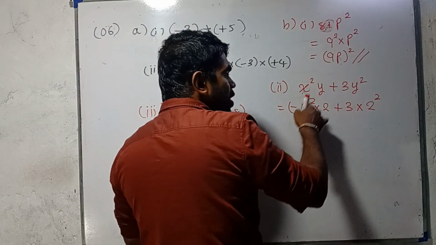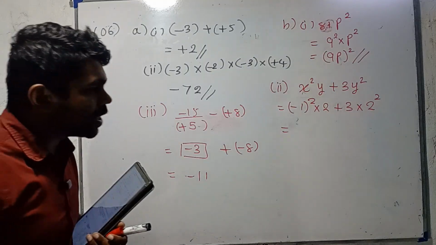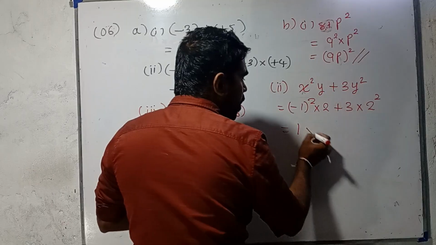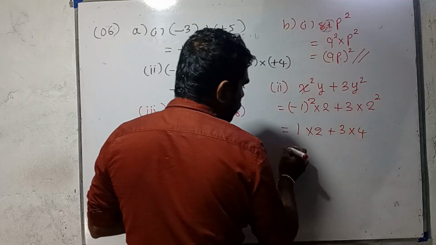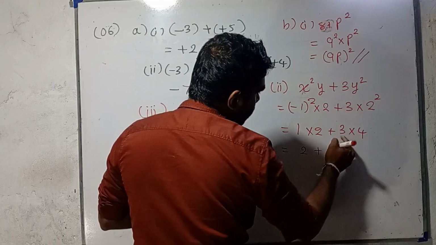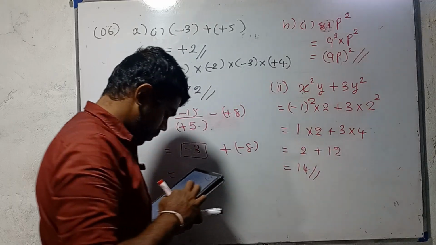When getting minus 1 squared, minus 1 into minus 1. Minus into minus plus, 1 into 1, 1. Then minus 1 squared is plus 1. Into 2, plus 3 into 2 squared is 4. Then we have to multiply first. 1 into 2, 2, plus 3 into 4, 12. 2 plus 12, 14.